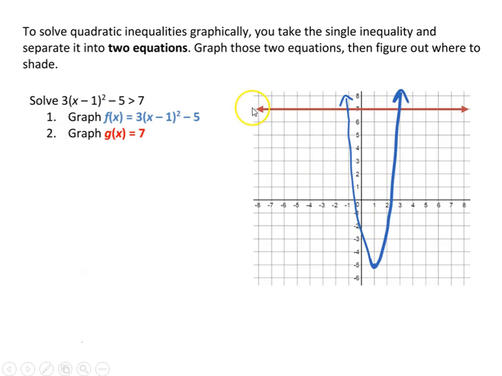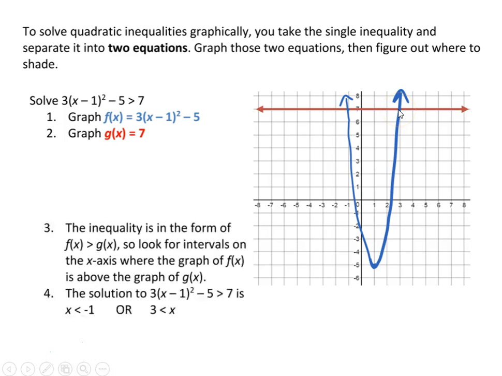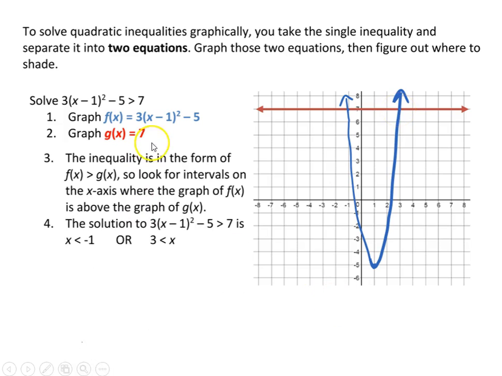Then we graph the line y equals 7, or in this case, g of x equals 7. We're using function notation. Then find out where those graphs intersect. If you make your graph precise enough, we can see that they intersect at negative 1, 7, and 3, 7. So the solutions to this inequality are kind of at these boundary points here.